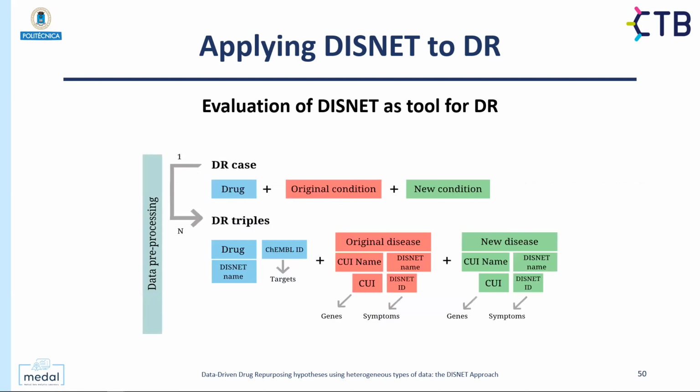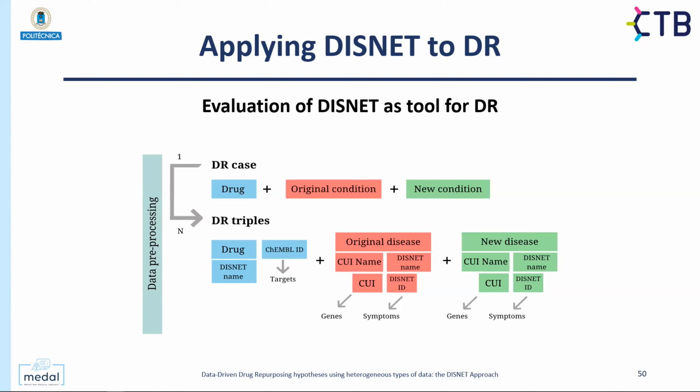treated with this drug. So what we created was this schema where we have a drug repurposing case: drug, original condition, new condition, or original disease, new disease. And from this, we create triples, okay? That is basically the drug based on the internal name that we have in DISNET and the ChEMBL ID, okay? That is basically going to tell me the targets of the drug. We have the original disease with different schemes of codification.